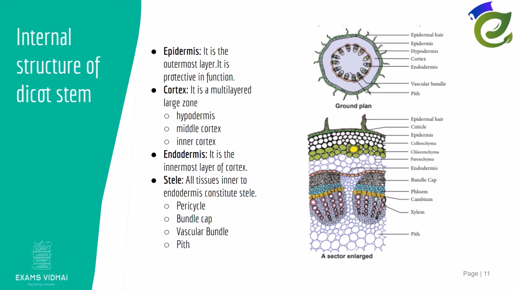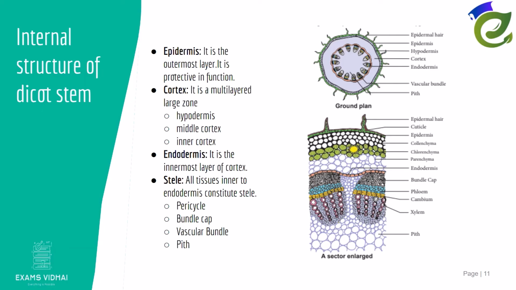The next layer is the cortex, which is divided into three regions, which you can see in the transverse view. The first region is called the hypodermis, which consists of 3 to 6 layers of collenchyma cells. It gives mechanical support to the plant. Then the next region is called the middle cortex.